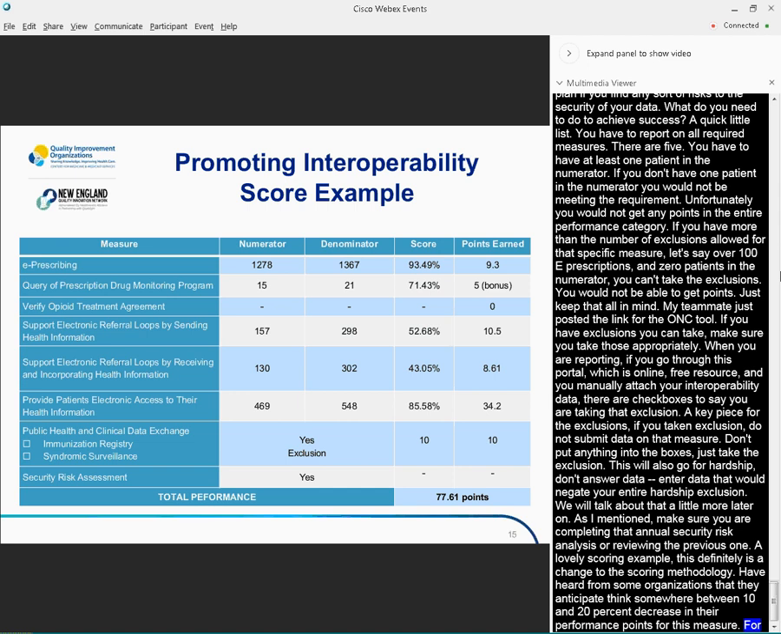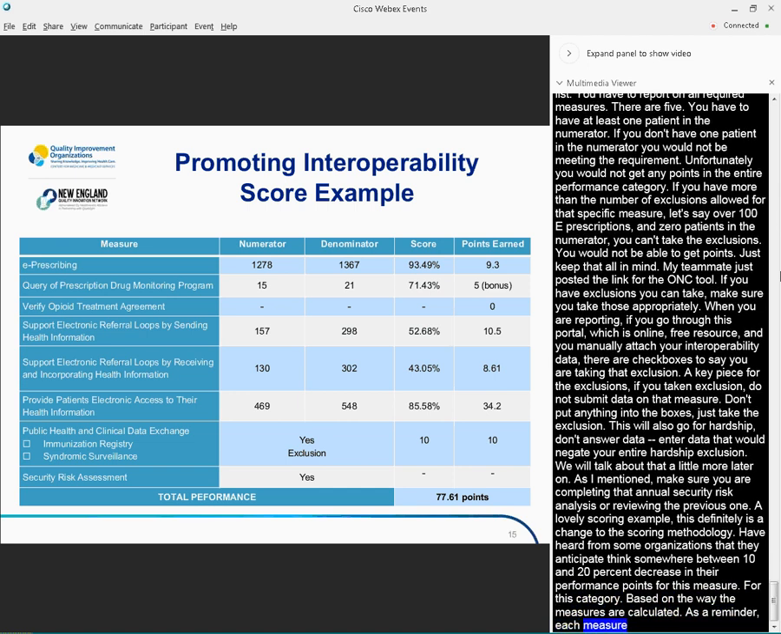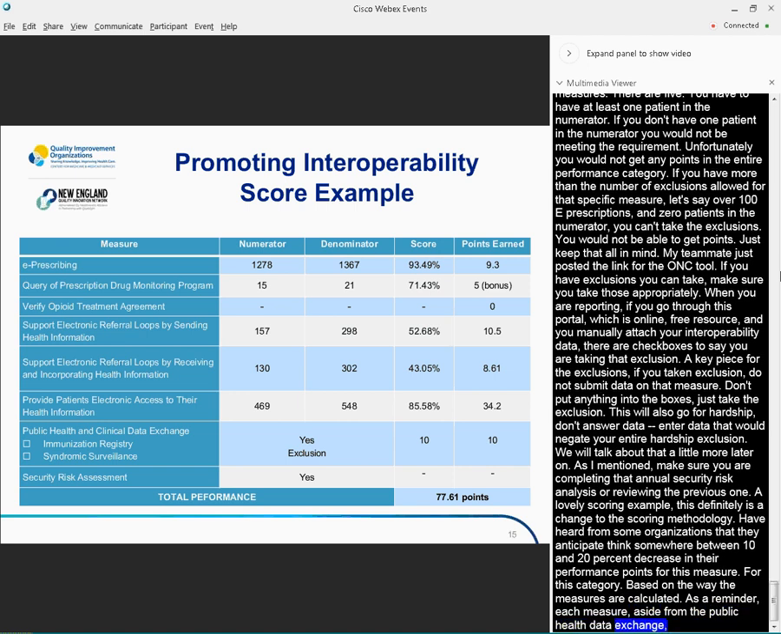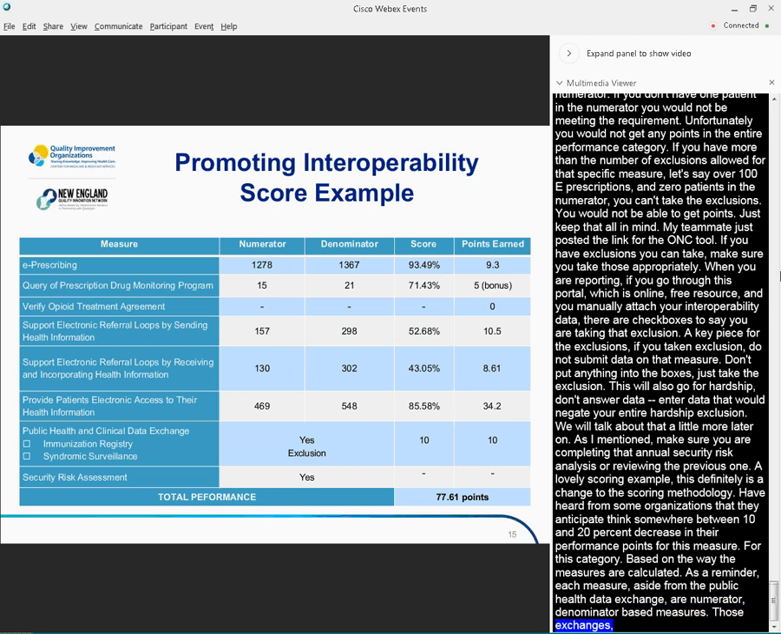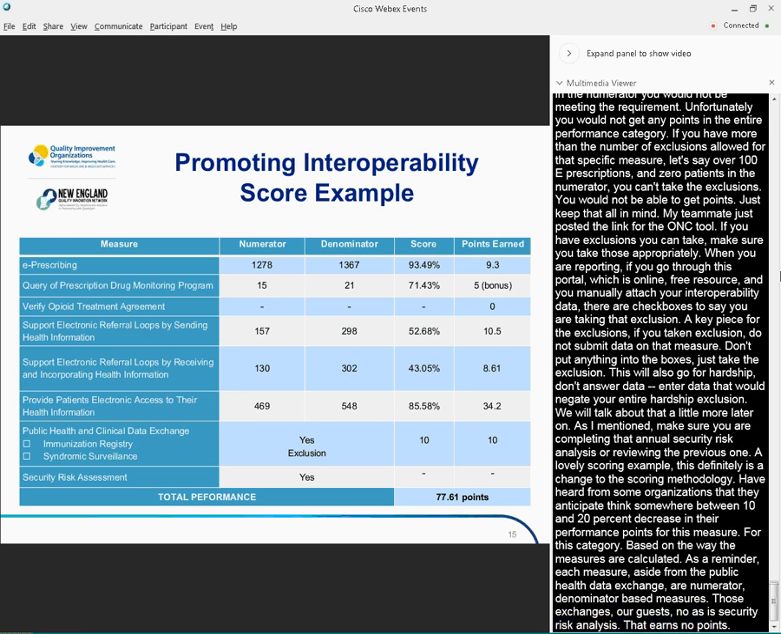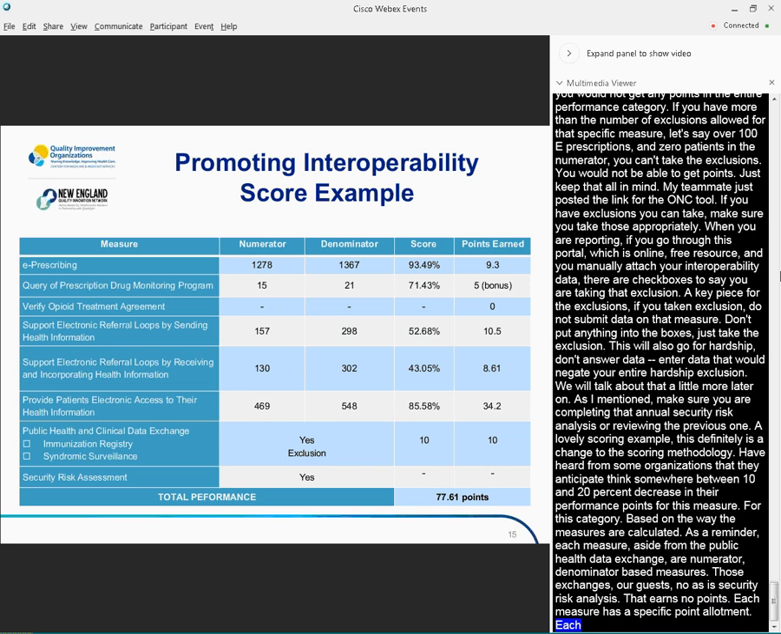Just as a reminder, each measure, aside from the Public Health and Clinical Data Exchange, are numerator-denominator-based measures. Those Public Health and Clinical Data Exchange are attestation only, so yes, no, as is security risk analysis, but again, that earns no points. Each measure has a specific point allotment. So EPrescribing can earn you up to 10. Each of the bonus prescription drug monitoring and opioid treatment agreement is 5 points bonus.